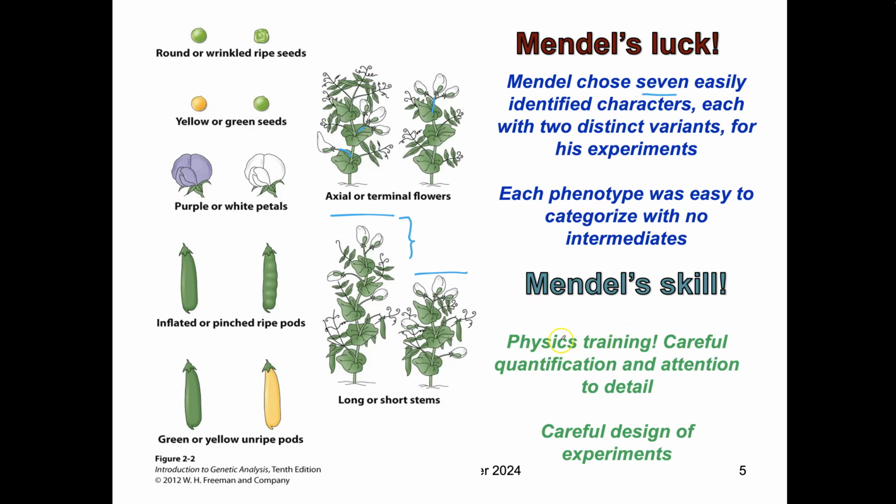The skill was his physics training, his careful quantifying of the results, the idea of counting everything and calculating ratios, and not just counting 20 offspring, but counting 6,000 offspring and seeing what the ratios were. And then careful design of his experiments based on his hypotheses.